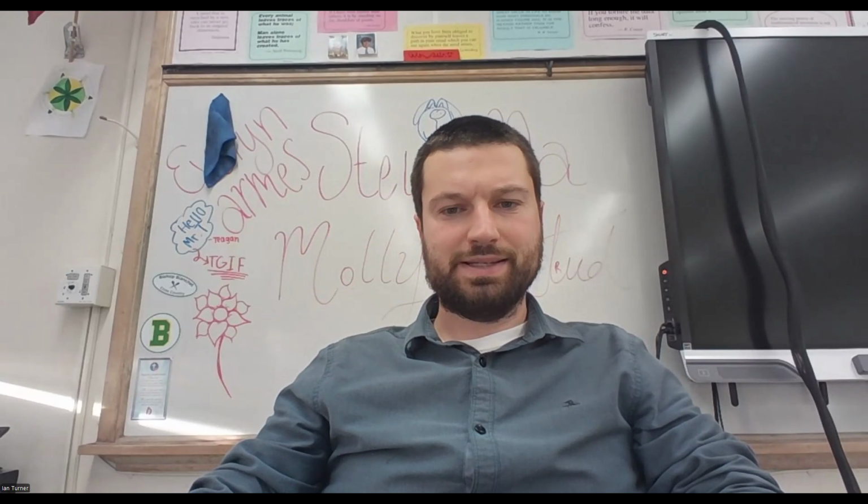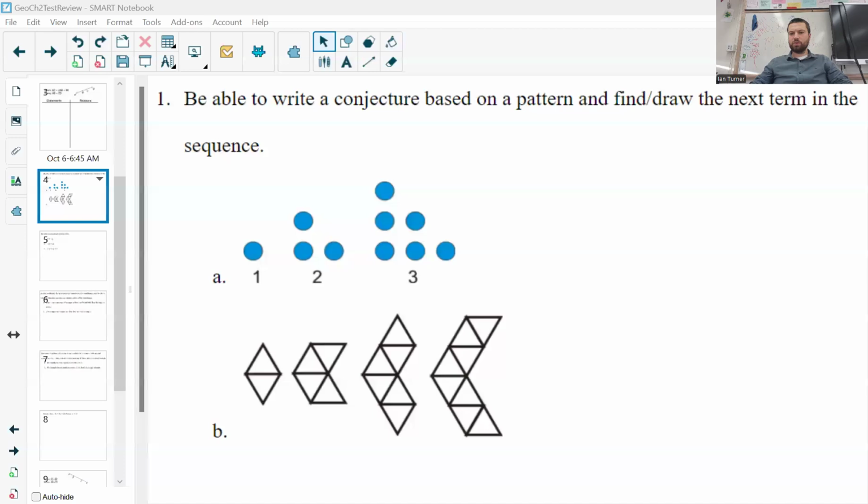Let's jump into this. We're doing our chapter 2 test review here. The first thing that you are doing is writing conjectures based on patterns. Make sure that you draw the next pattern in the series.